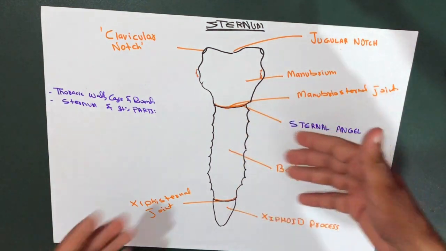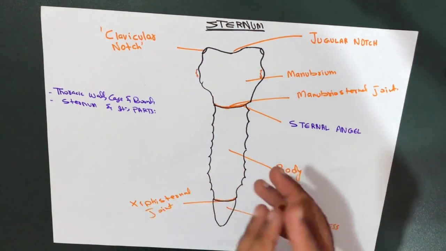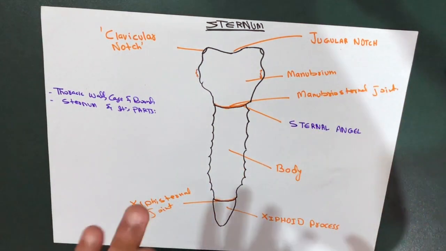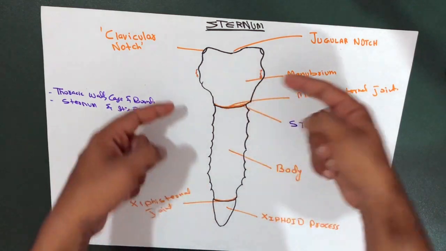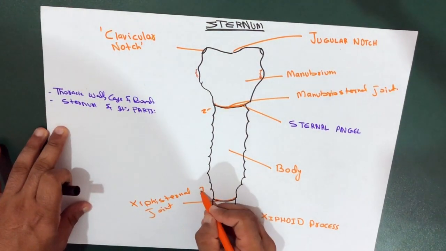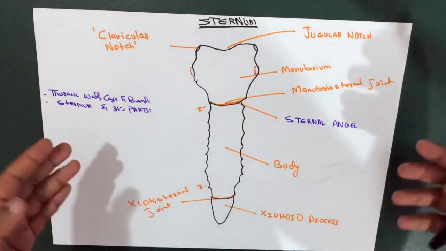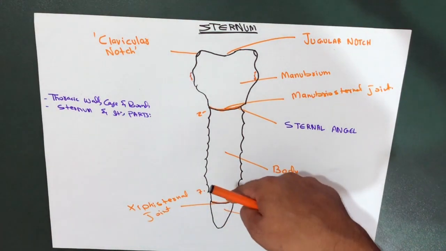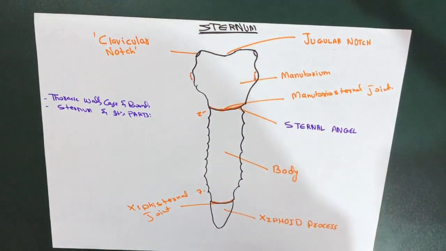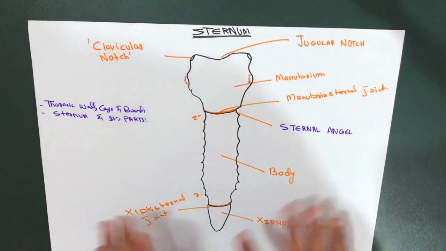The xiphisternal joint lies opposite to another vertebra. And over here on the sides we have the attachment of the costal cartilages from the 2nd to the 7th. Remember this, from the 2nd, because the first one is going to attach up here. The costal cartilages from the 2nd till the 7th, which are attached to ribs, are going to attach over here on the body of the sternum. And remember that we haven't got any costal cartilages attached here on the xiphoid process.